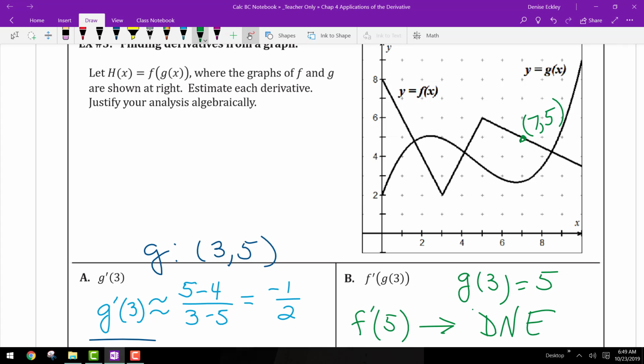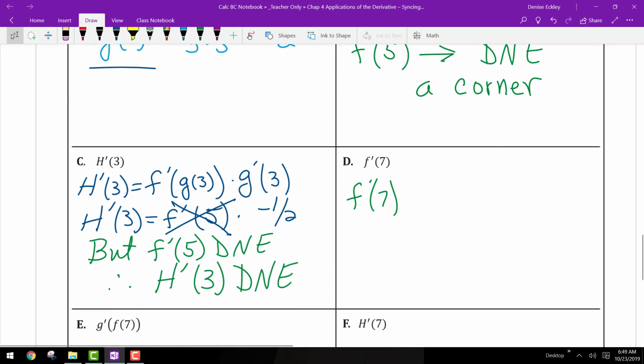And the nice thing is it's on a straight line. So I'm going to use a point that I used already because it is on the same line, which is (5, 6). So I'm going to use that as my 2 points for my slope. So let's go ahead and do that. So f prime of 7 is approximately equal to 6 minus 5 over 5 minus 7. So I get, let me put, approximately negative 1/2 again.